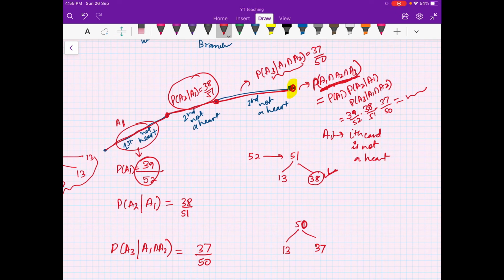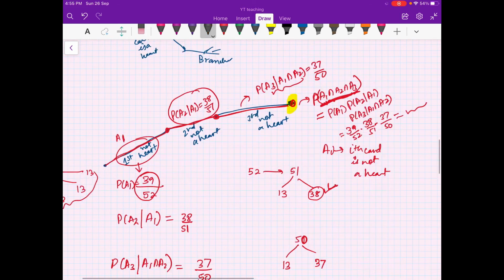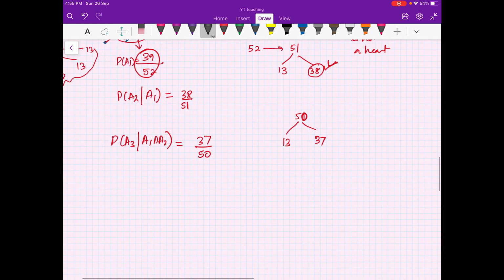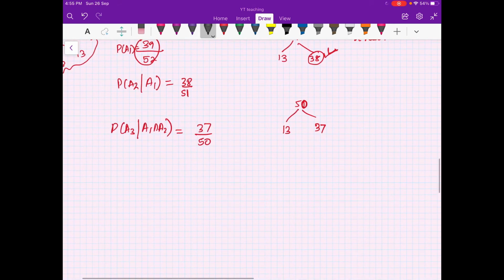But I think there is a simpler approach also. This is just because I wanted to tell you how you have to use the multiplication approach. So any of you, if you have already guessed what the simplest approach is, the answer with this approach is that the required probability is equal to 39 into 38 into 37 by 52 into 51 into 50.